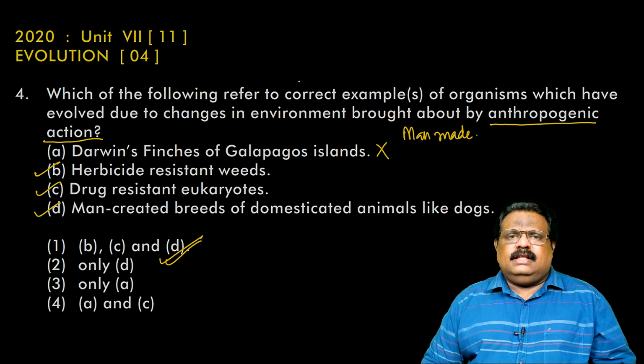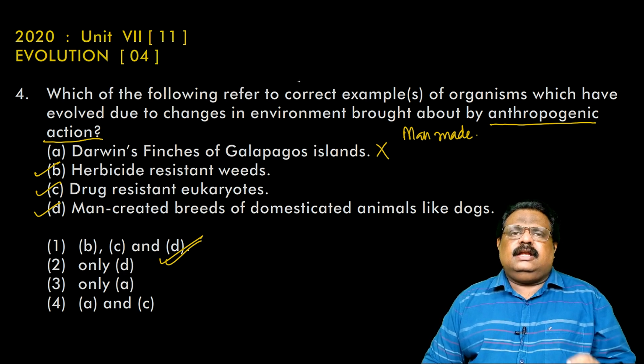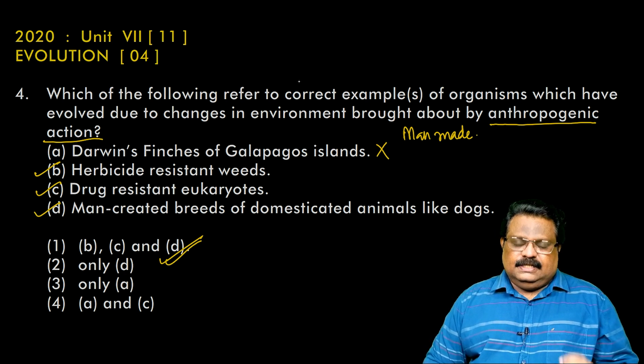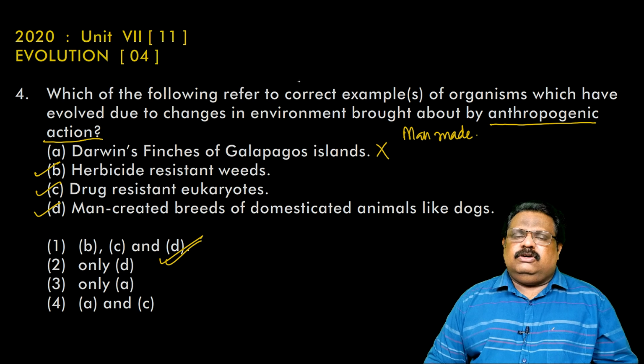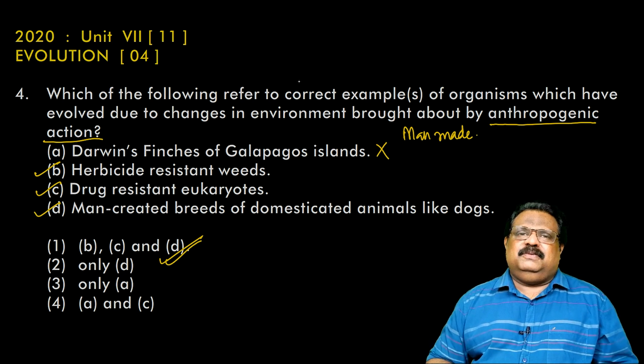So these were the 11 questions from the second unit of the second year, genetics and evolution. 11 questions were there. From principles of inheritance 4 questions, molecular basis of inheritance 3, the evolution also 4 questions. Okay, thank you.